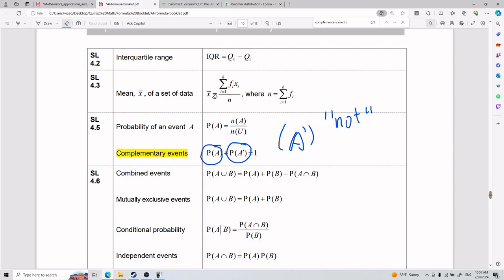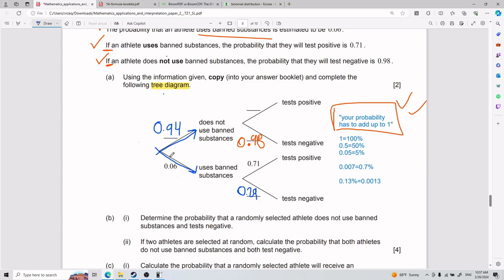You either go to them all or you do not go to the mall, and the probability of those added up together is 100% because it's the only scenarios that you have. It's only two options, ¿cierto? Okay, so when they do not use banned substances and they test negative, it's 98%. So that means that when they test positive, it has to be 2%.